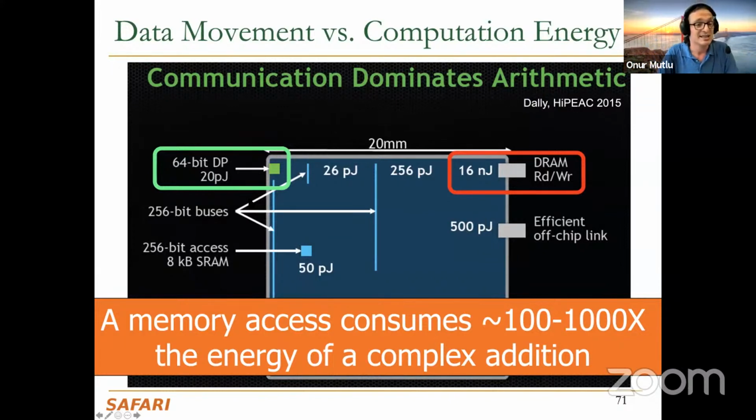As a result, 70 years ago, a double precision floating point operation, or even just a simple add, was expensive. Memory access was less expensive, but 70 years of technology scaling made memory access much more expensive. So we're still designing systems in a processor-centric way, and that's probably not a good idea going forward.